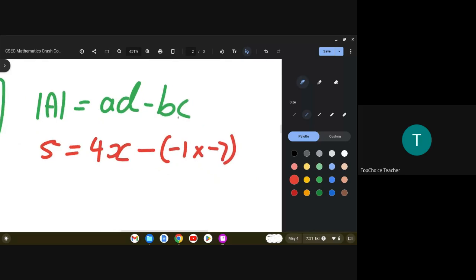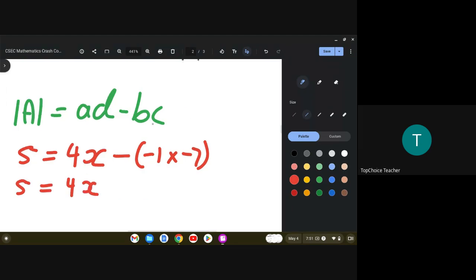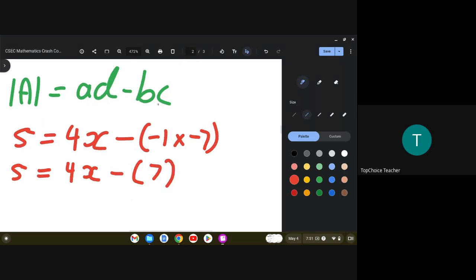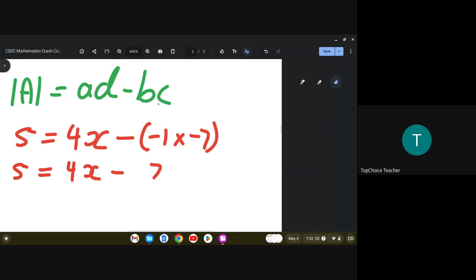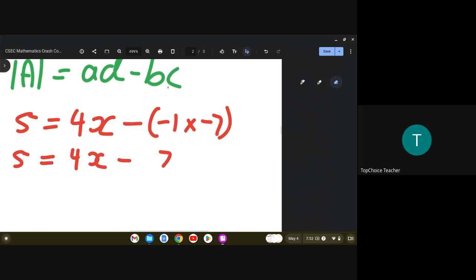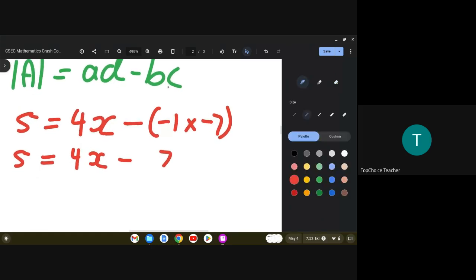Now we just need to solve for x. So let's neaten that bracket. 5 equals 4x. Let's solve what's inside the bracket first because of BODMAS. What is negative 1 times negative 7? 7. So inside the bracket, it works out to 7. So we just take away 7. Now I don't even need the brackets anymore. So 5 is equal to 4x take away 7.